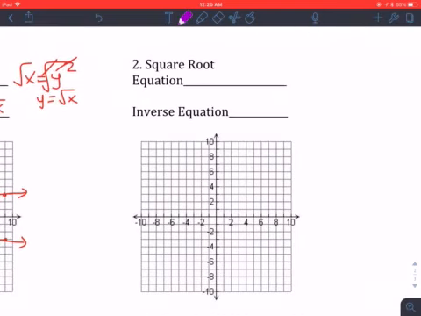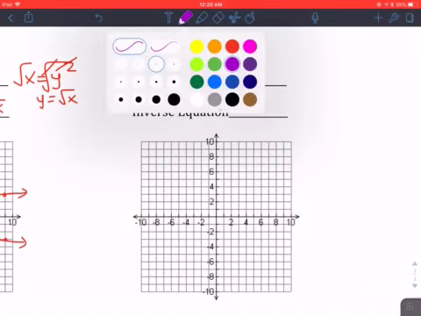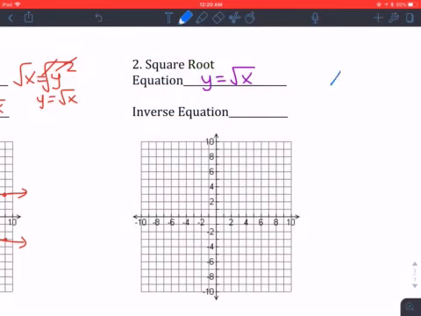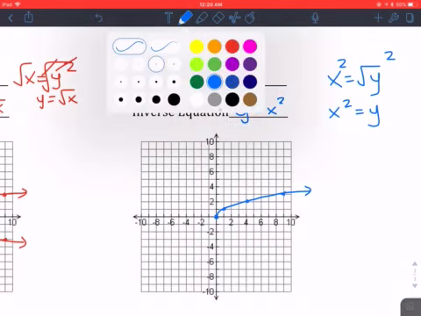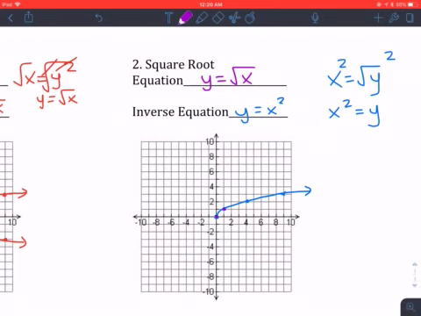Alright, square root parent function, y equals the square root of x. To get the inverse, we switch x and y, and then solve for y. So I'm going to square both sides to get y by itself. Okay, so the parent function for square root looks like this. Oh, that was supposed to be in purple. I apologize.